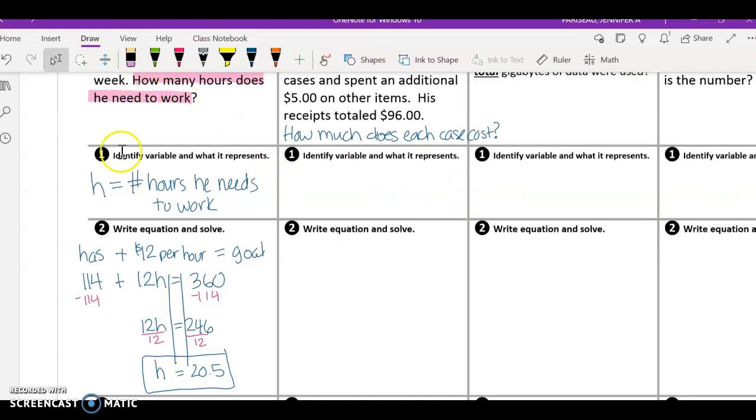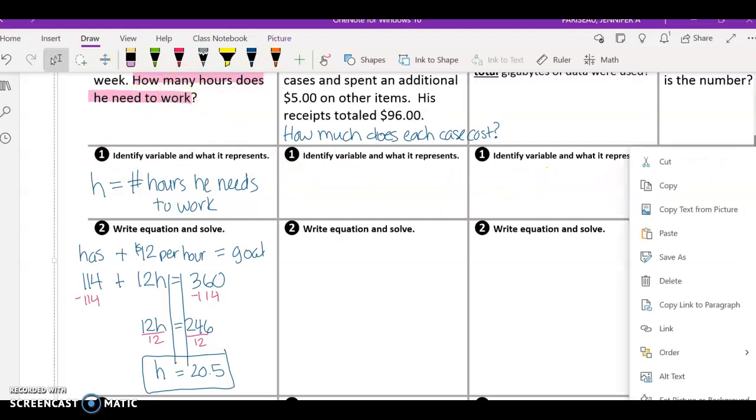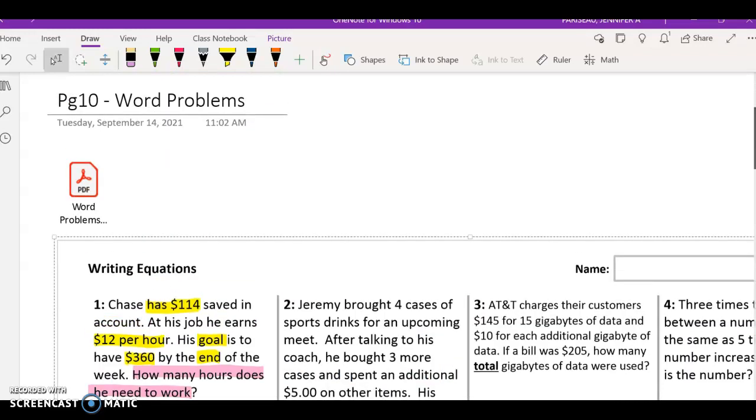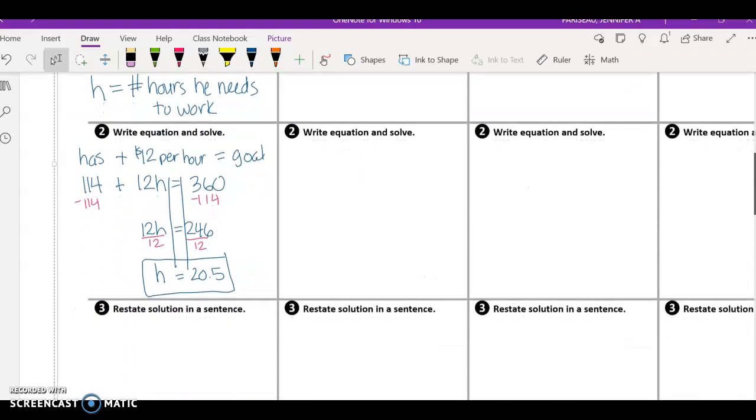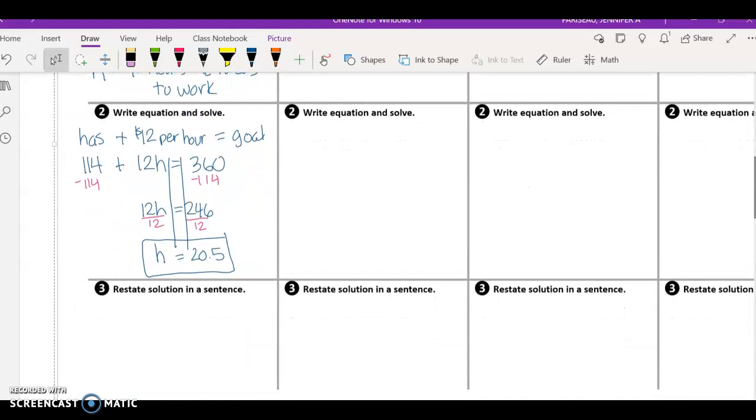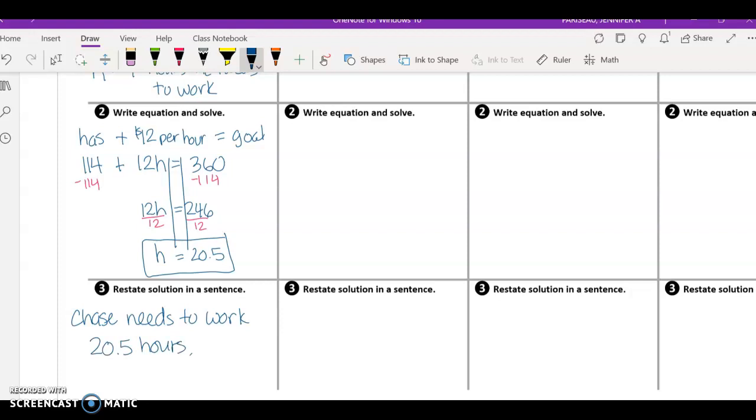If we go back up into our word problem, we see that we highlighted the question that we have to answer: how many hours does he need to work? We want to restate our answer in a sentence. So, how many hours does he need to work? Chase needs to work 20.5 hours.